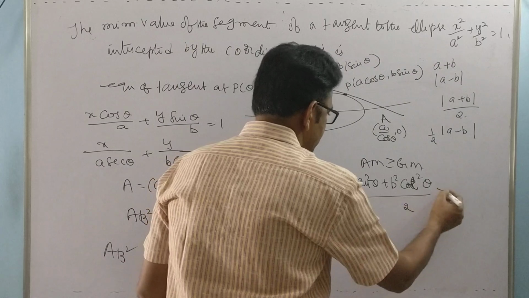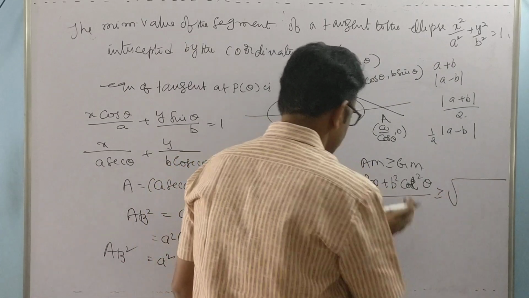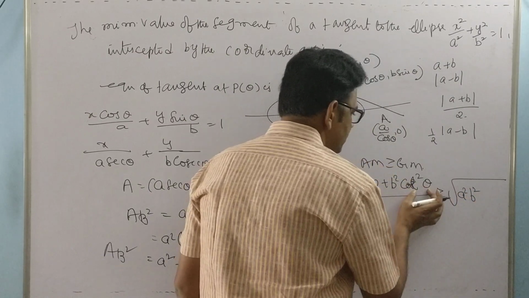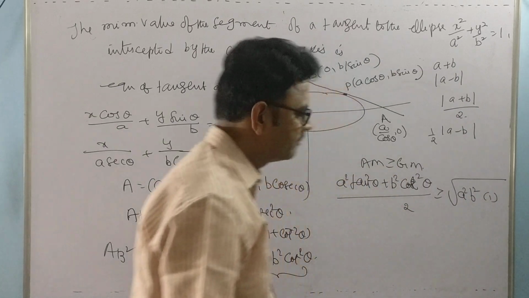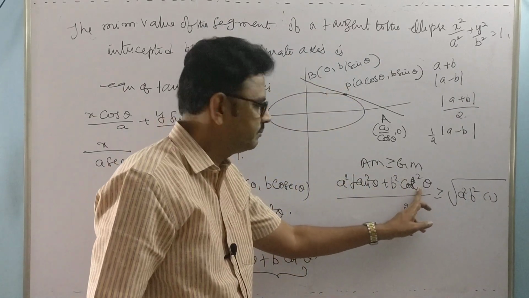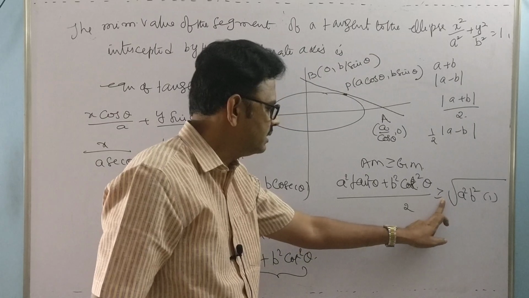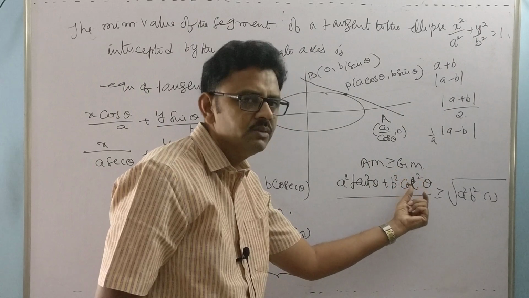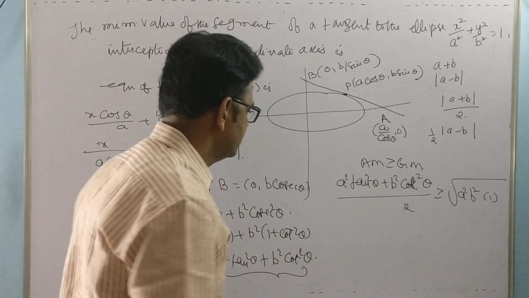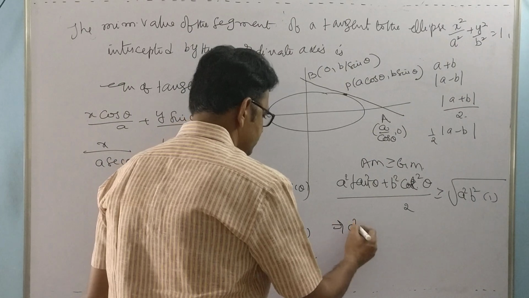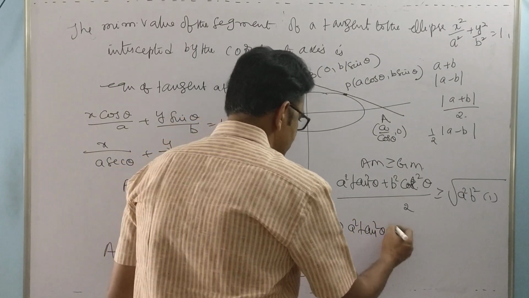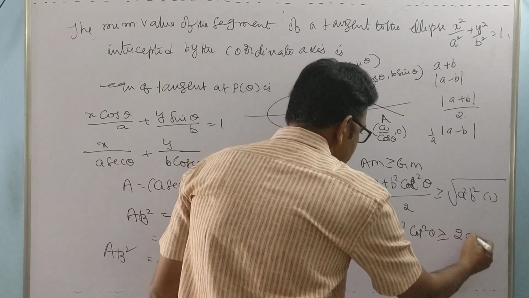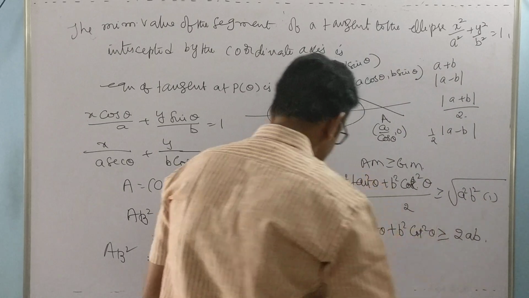by 2 is greater than or equal to root of this product, a square b square tan square theta into cot square theta, which is 1. Applying AM greater than or equal to GM, a plus b by 2 is greater than or equal to root of ab, that means root of this into this, tan square theta into cot square theta is 1. Therefore a square tan square theta plus b square cot square theta is greater than or equal to 2ab.